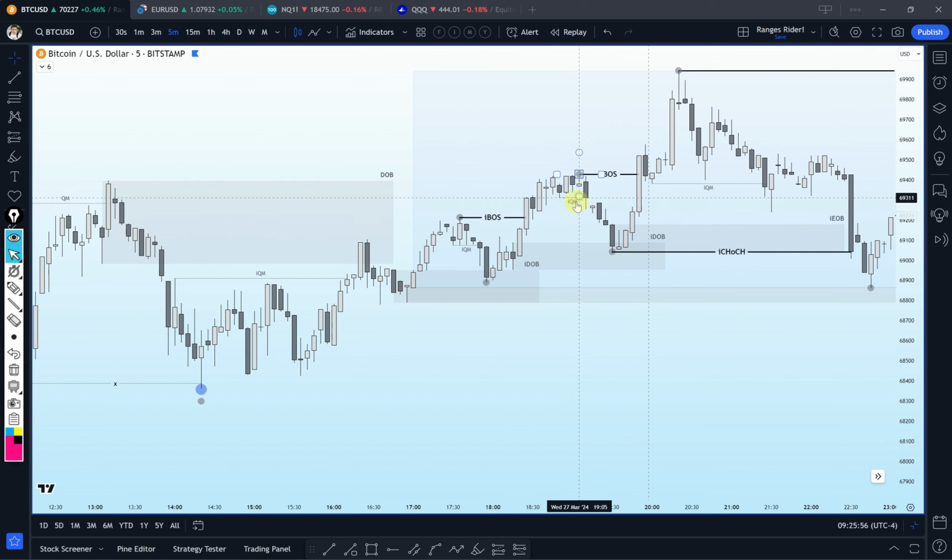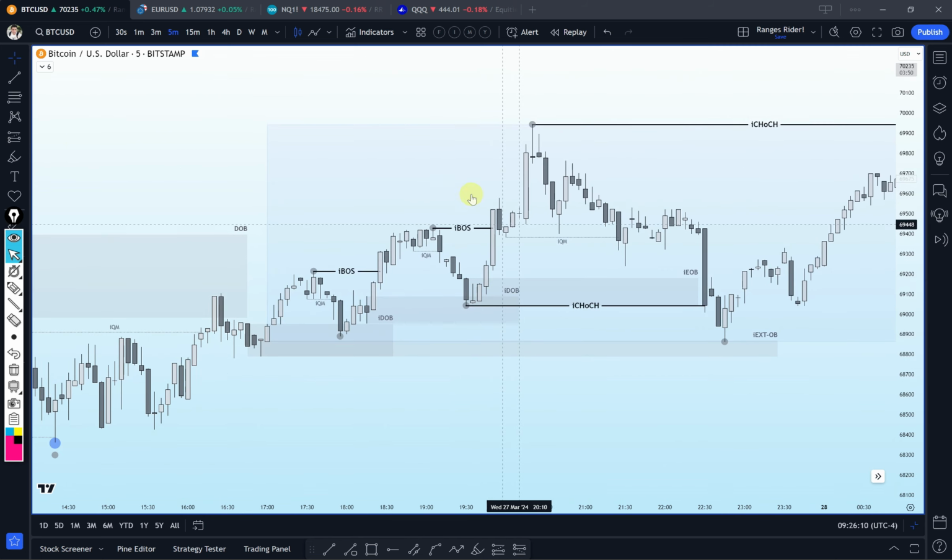And now we are looking for the opposite QM and we got it here. And below the QM, we are looking for the internal DOB. From the internal DOB, we made another breakup structure, an internal breakup structure. And then we have the internal QM again. Now we have the range from here to here. And below this one, we have this internal DOB. The price didn't respect the internal DOB, but we have this one here.